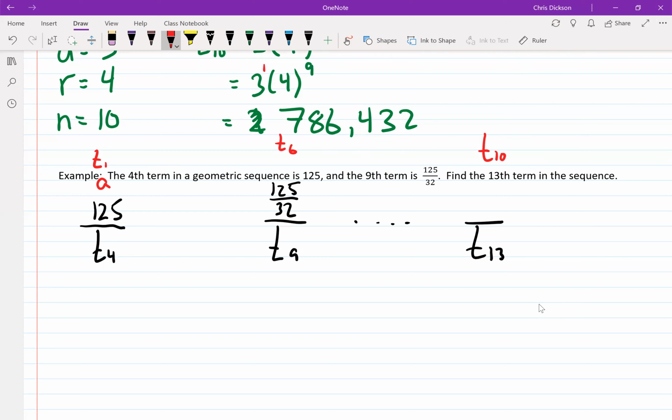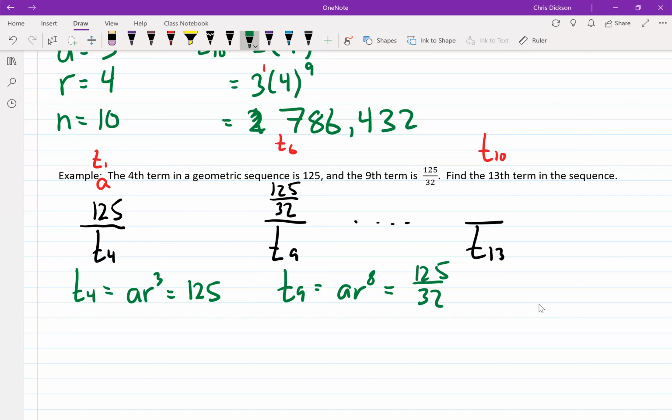So I know that T4 is AR cubed, and that's equal to 125. And I know T9 is equal to AR to the 8, and that would equal 125 over 32. So I'm going to need to find out, well, I know my n value, so I know n's 13, but I need to find my A value and my R value here.